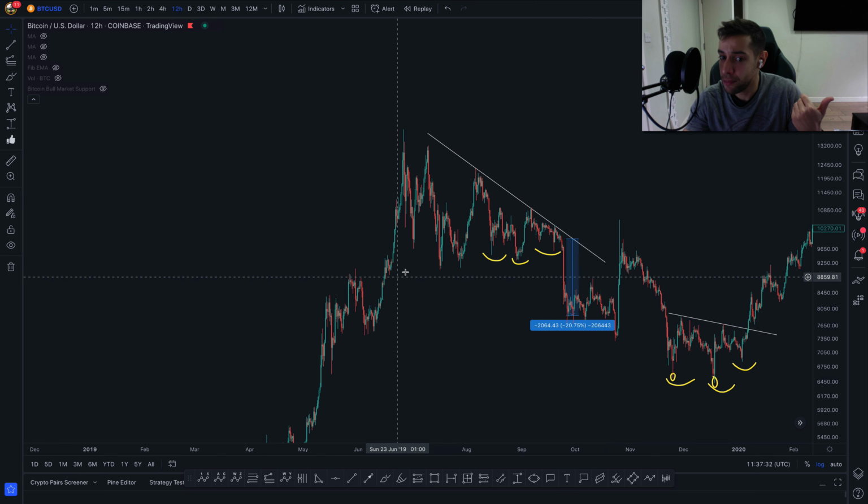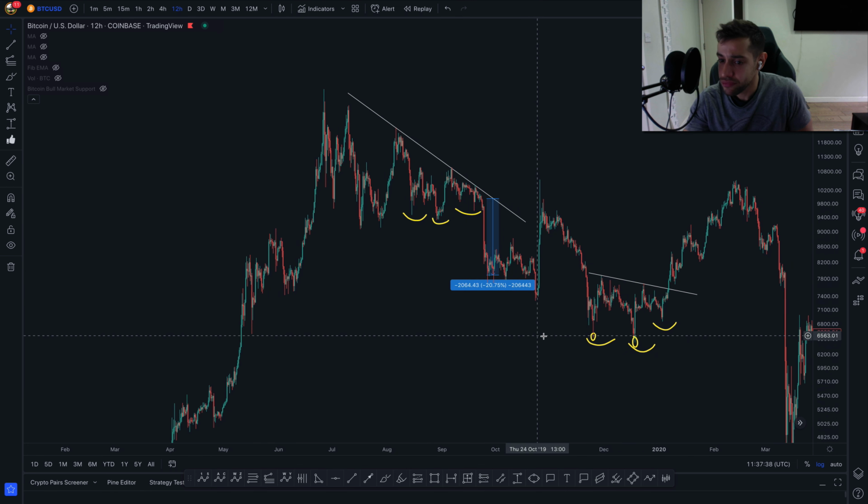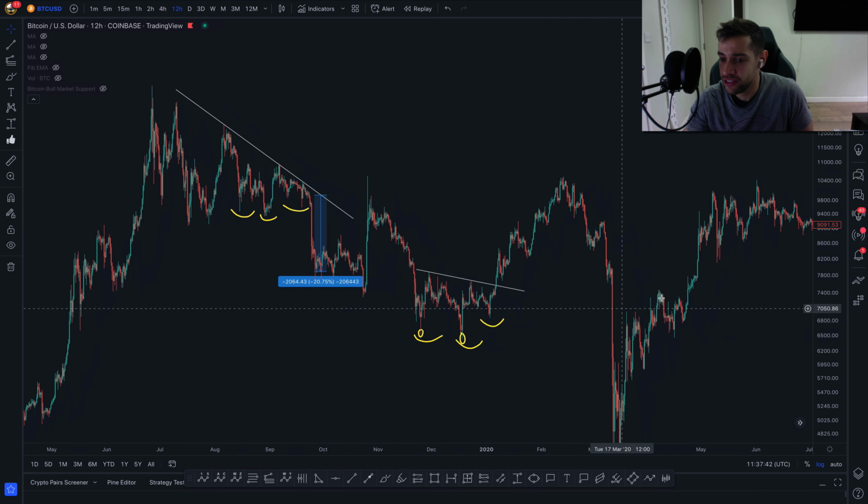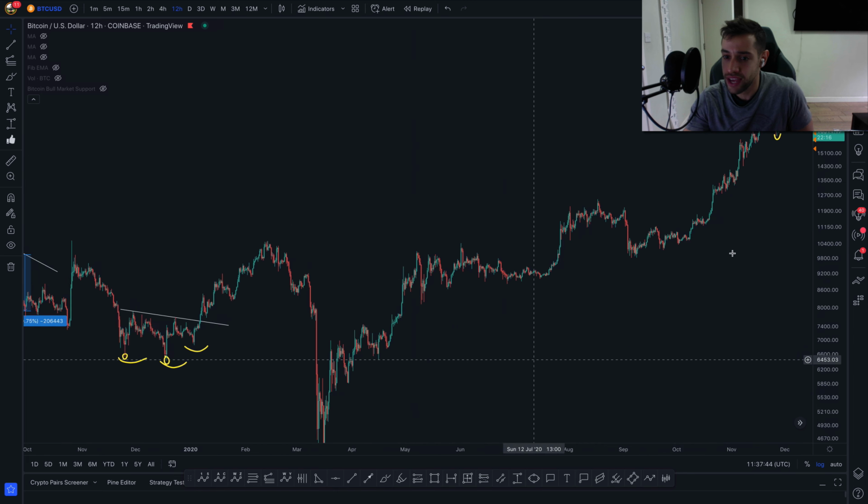So when we get a breakdown of these inverse head and shoulders and they fail, they do tend to break down to the downside about 20% and get some violent moves, but typically you can see that on balance they do tend to play out to the upside with quite a high probability.